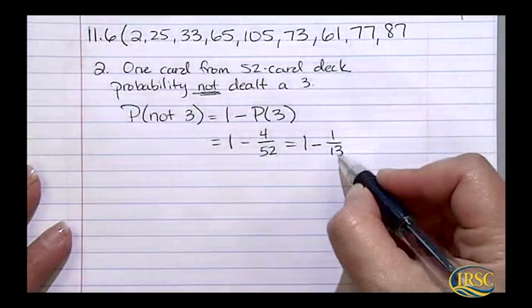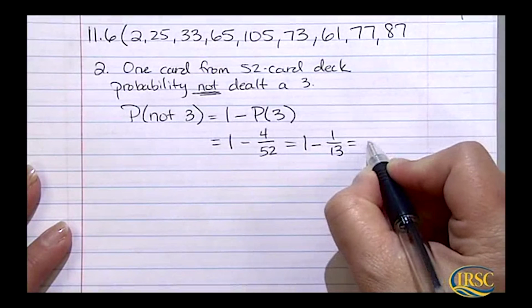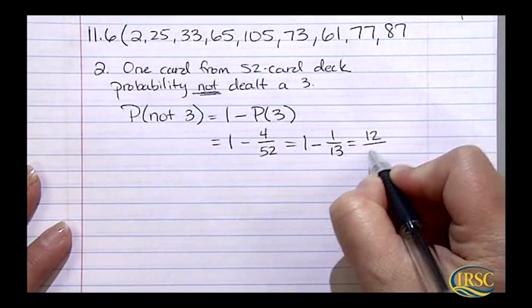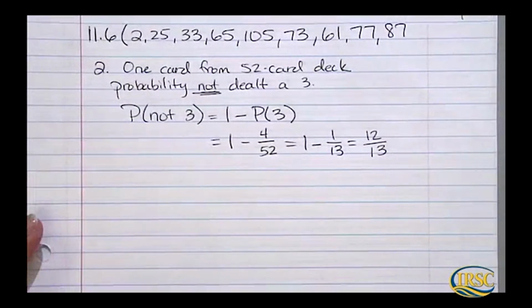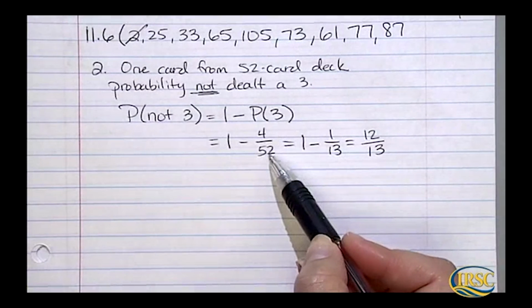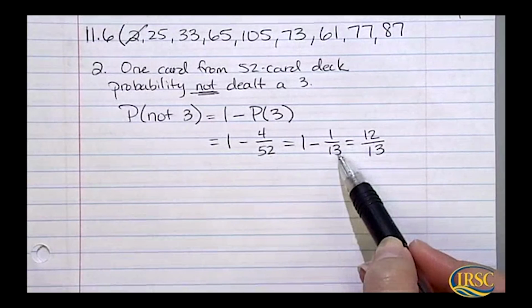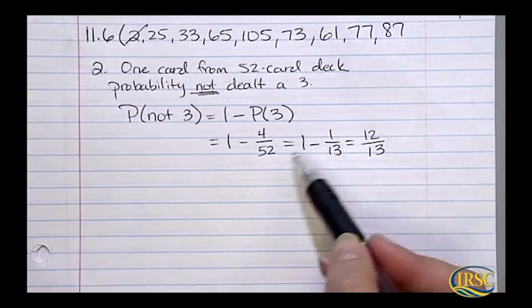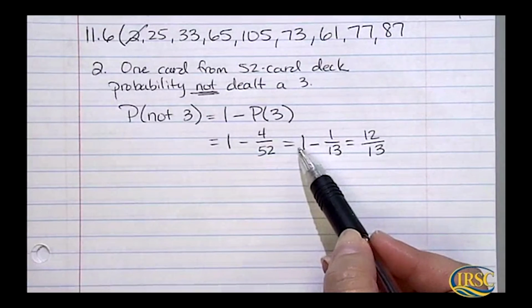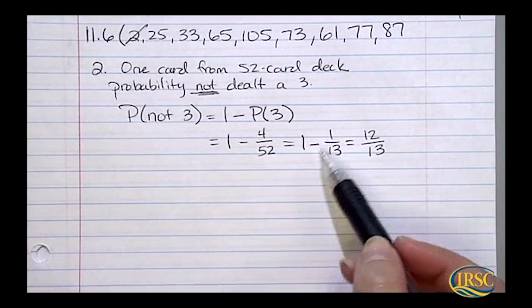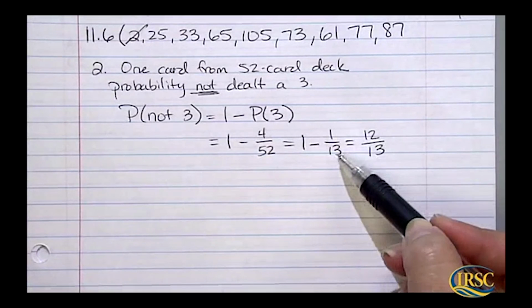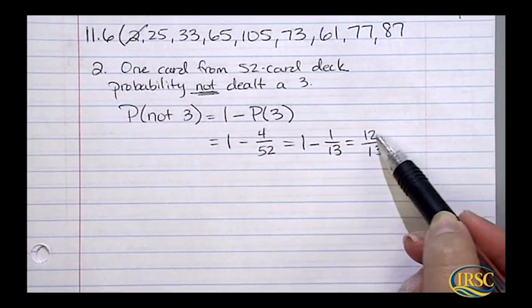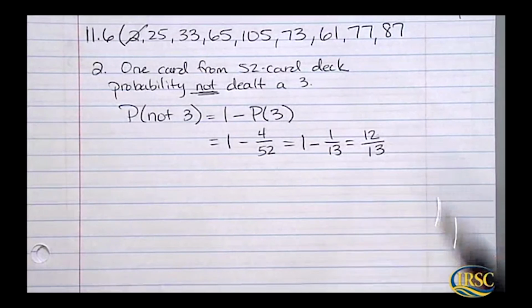Okay, so taking 1 away from the denominator, you get 12 over 13. I reduced the fraction first. So 4 goes into 52 13 times. And then our shortcut that we learned last time was if you're just subtracting from 1, then this is just going to be a 13 over 13. So the shortcut is take the numerator away from the denominator, and that gives you the new numerator. Okay.